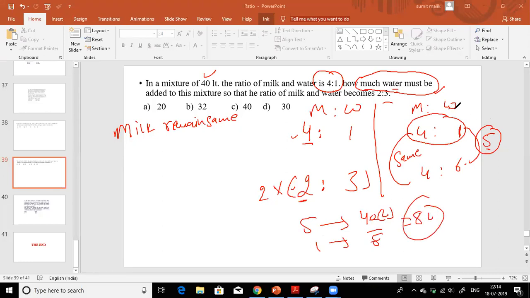And how much part of water am I adding? 5 part. So if 1 part is equal to 8 liter, then 5 part will be equal to 8 into 5, that is equal to 40 liter. When we balance the milk quantity, then forget about the older ratio. Okay, now this one becomes your new ratio.